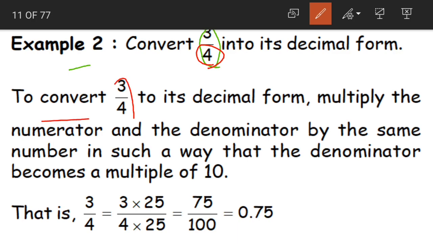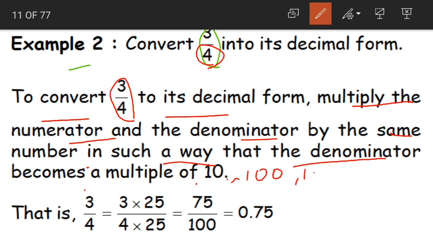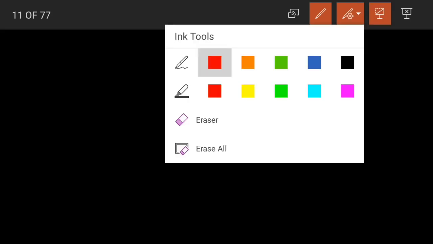So to convert this 3 by 4 to the decimal form, we need to multiply the numerator and denominator by the same number in such a way that the denominator becomes a multiple of 10. That means the denominator becomes 10, 100, 1000 or so on. Yes, what are they saying? To convert this into decimal form, we need to multiply both numerator and denominator by the same number. 3 by 4. So we need to find the equivalent fraction, children.